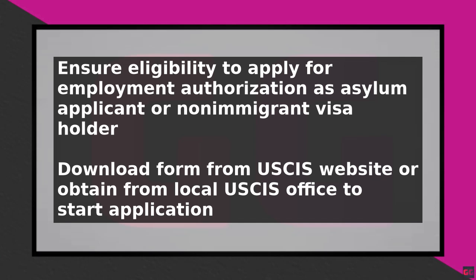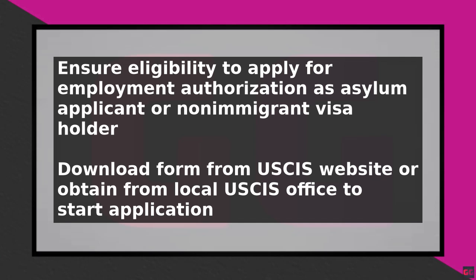Start by downloading the form from the USCIS website or obtaining it from a local USCIS office. Read the instructions provided with the form to understand the requirements and supporting documents needed. The form is divided into several parts, each asking for specific information.